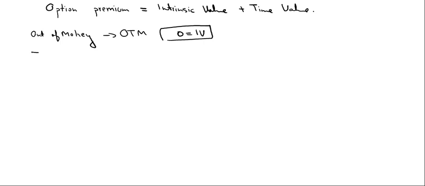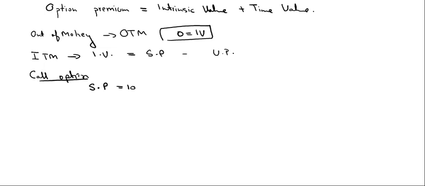For in the money options, the intrinsic value is calculated as the difference of strike price and underlying price. Now, for example, let's take one example of a call option. What is a call option? Call option is an option to buy. Let's say a call option has a strike price or exercise price of 100. The market price is 175, and the option premium is 100.